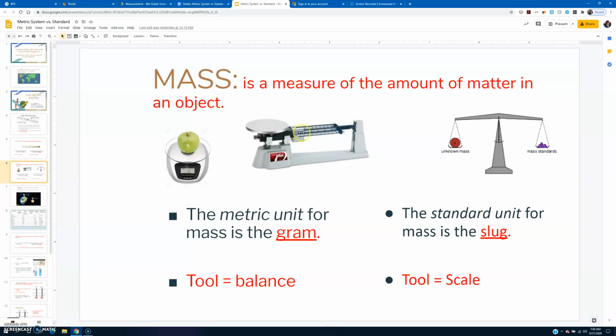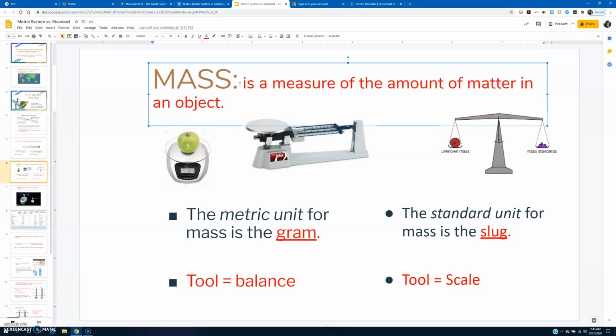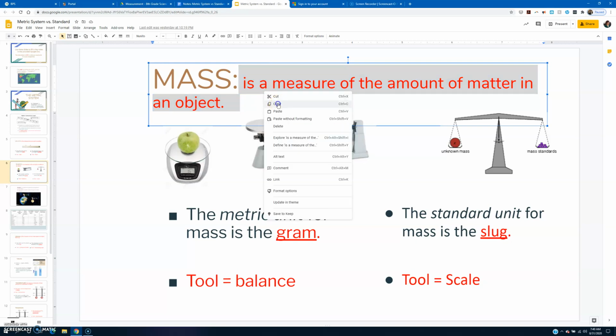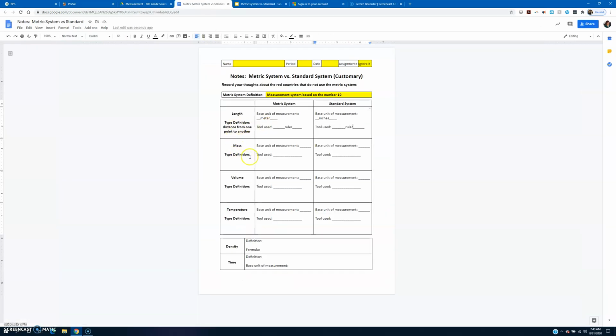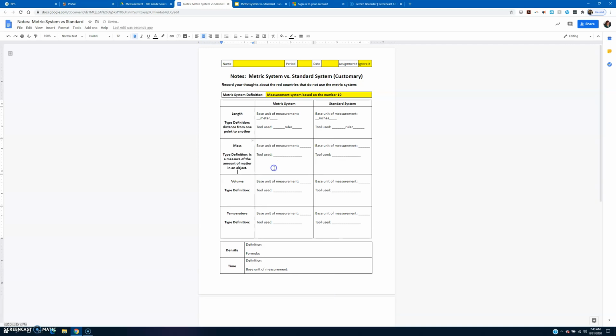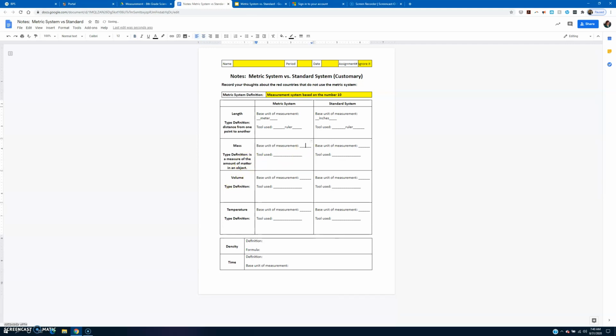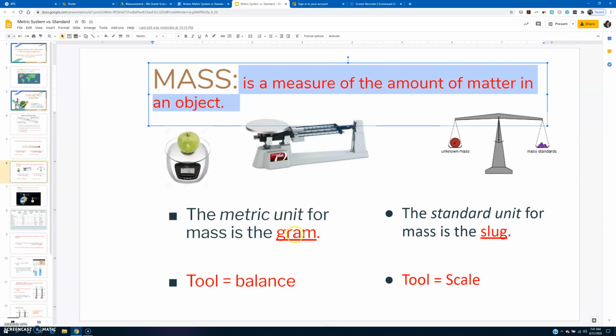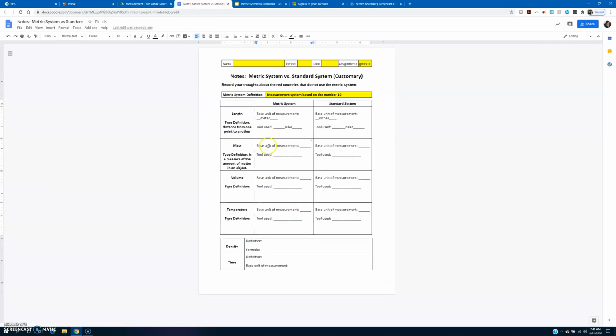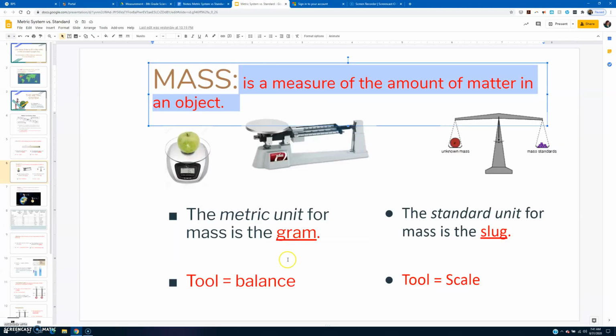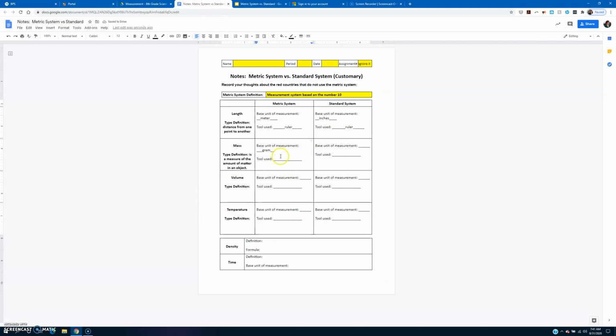If I'm taking mass, mass is a measure of the amount of matter in an object, and you could actually copy paste here. I'm going to paste without formatting so that it doesn't get all crazy big. Okay. So the metric unit is going to be grams, and the tool used is going to be a balance.